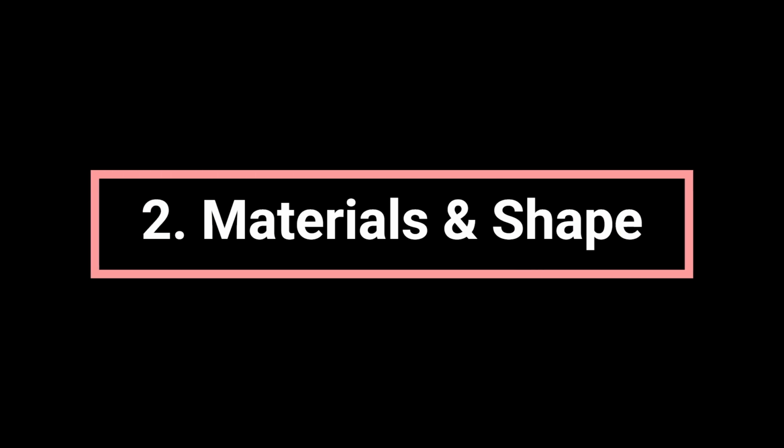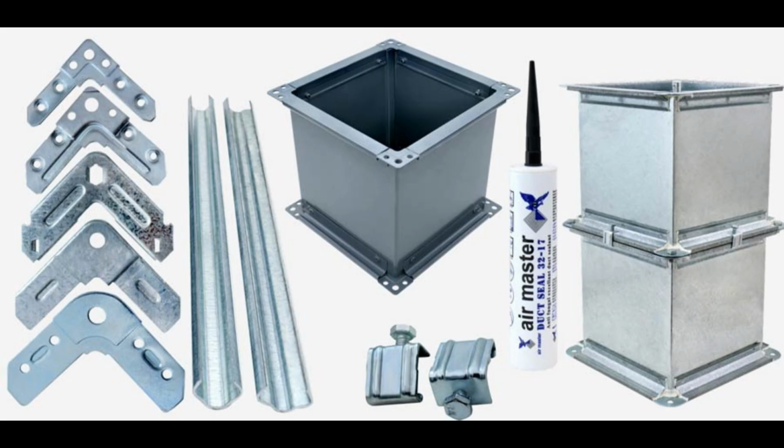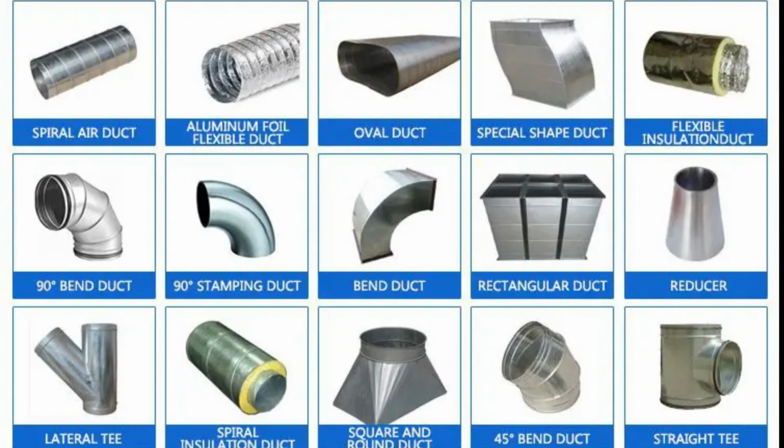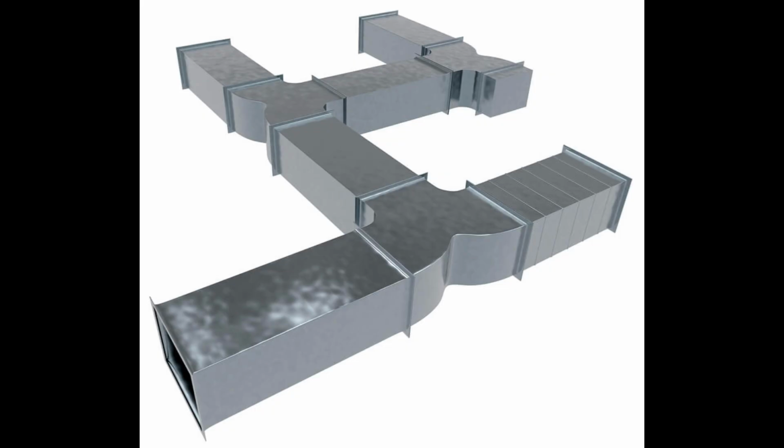Number 2. Materials and shape. The choice of materials and the shape of the ducts are fundamental in determining the efficiency of the system. Common materials include galvanized steel, aluminum, and flexible ducts. Galvanized steel is known for its durability, while aluminum offers a lighter alternative with similar longevity. When it comes to shape, round ducts are generally more efficient than rectangular ones. They provide less resistance to airflow, leading to improved energy efficiency. Investing in high-quality materials can result in long-term savings, even if the initial costs are higher.